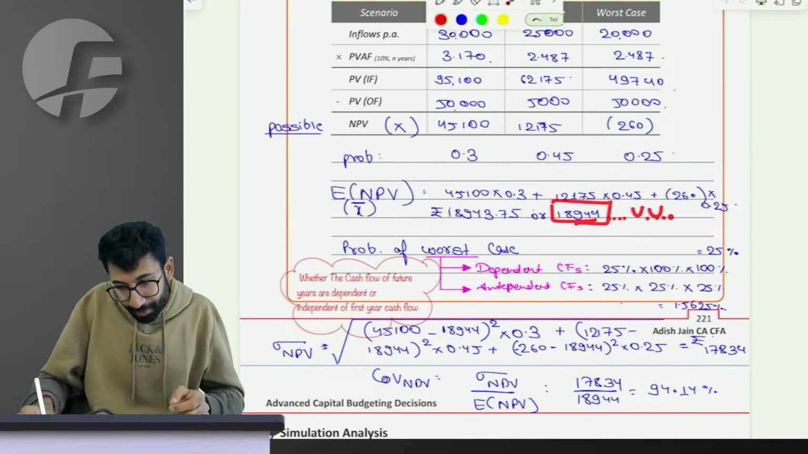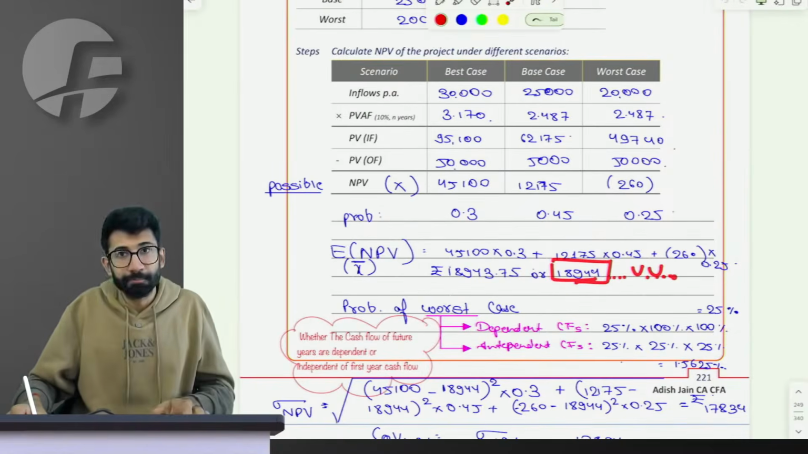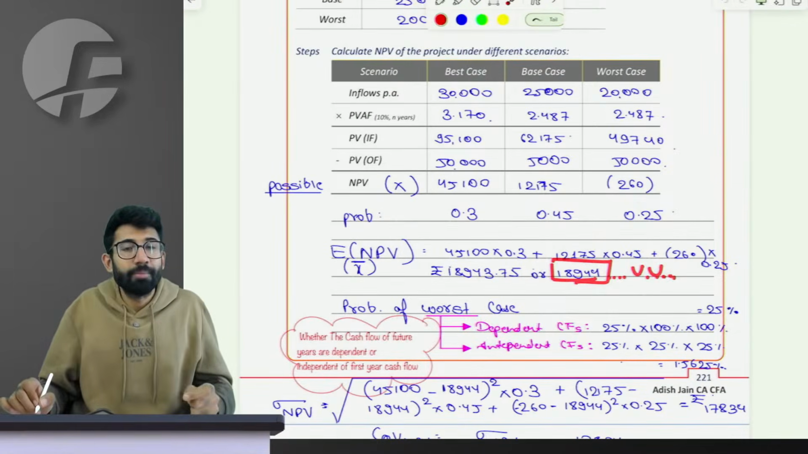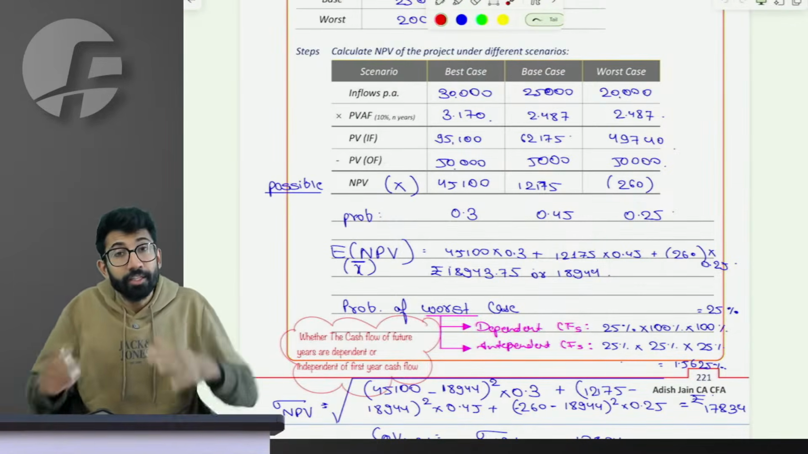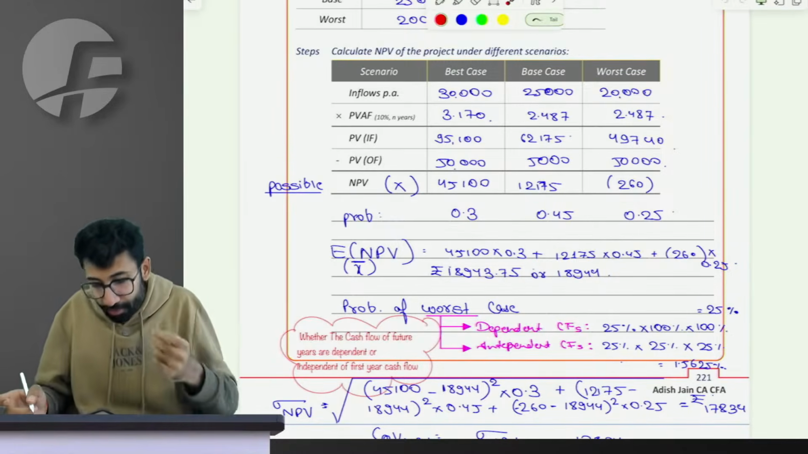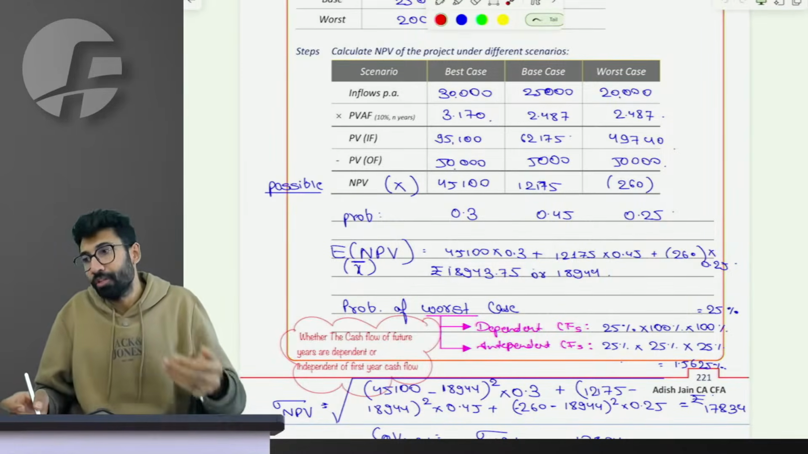18944 on a rounded off basis. This is what the examiner may ask. The next and really interesting part which the examiner may ask is the probability of occurrence of the best cash flow or the worst cash flow.